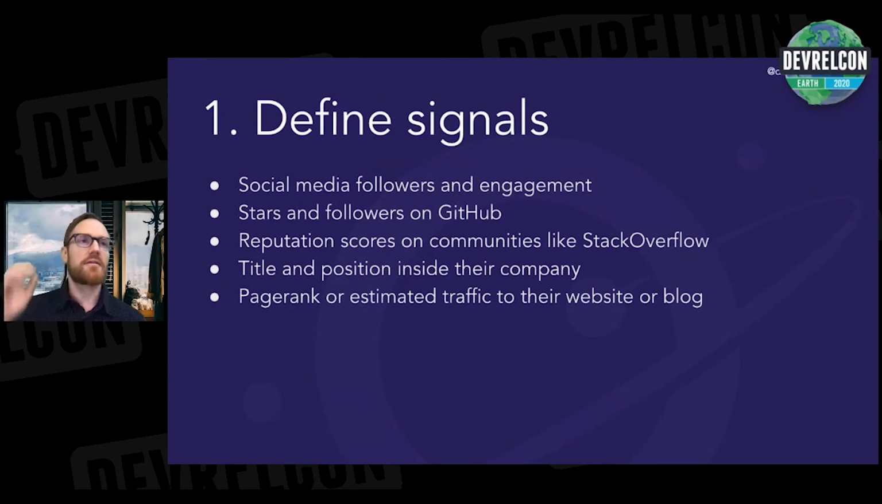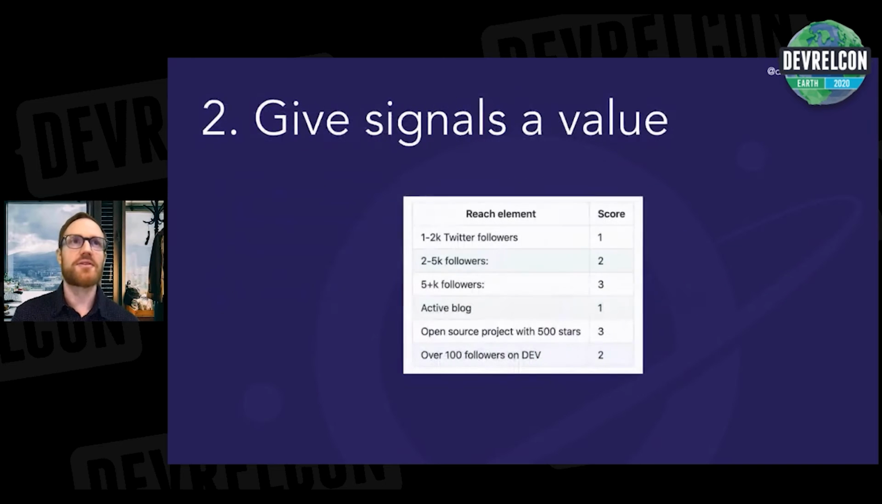One of my favorites is the title and the position of the developer inside of their company. If they're a senior developer, or a VP of engineering, or a CTO, you could probably assume that they have some influence. And also the size of the company. Maybe they work for an agency that has 2,000 other developers, or an enterprise that has 200,000 developers. Depending on where you're trying to get your technology adopted, that can be very important. You can also look at the traffic to their blog or page rank if you want. But you have this concept of all the signals.